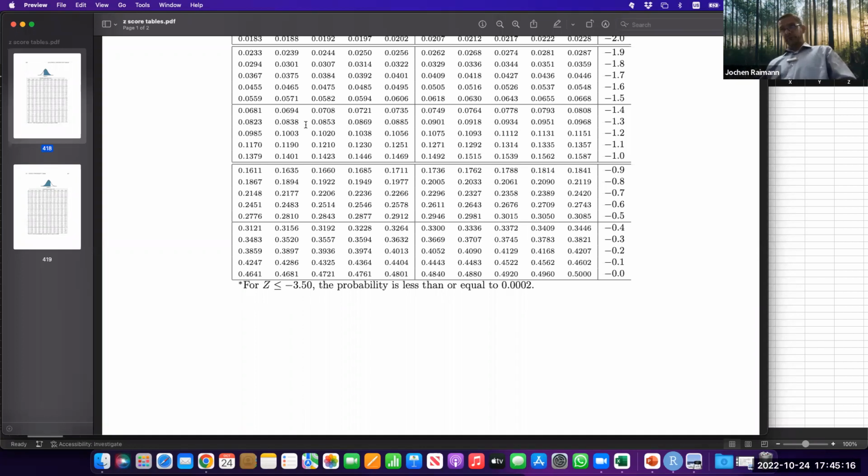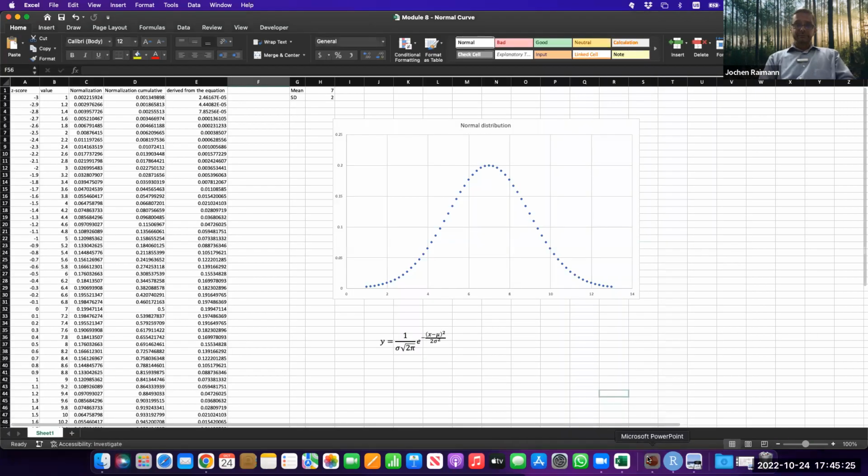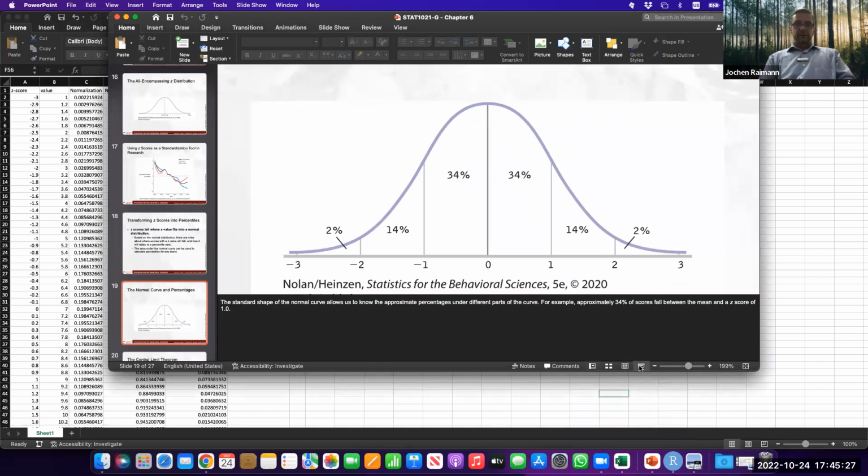Because once we get to hypothesis testing, we're basically bringing this probability into practice. Good. Okay. So empirically, 68, 95, 99.